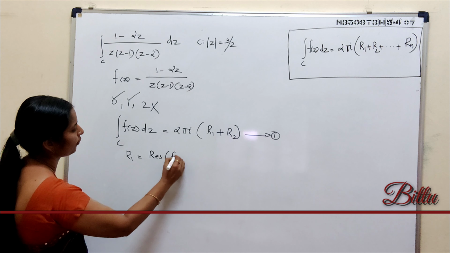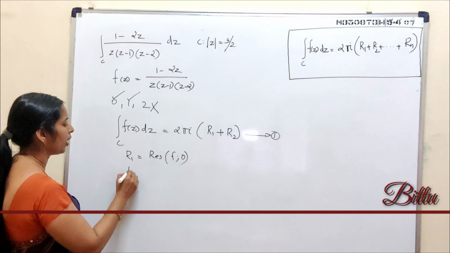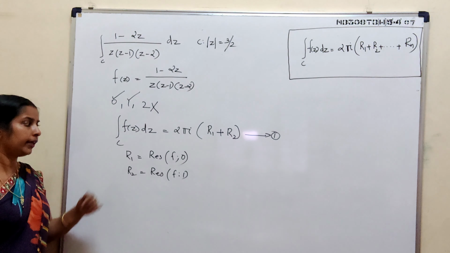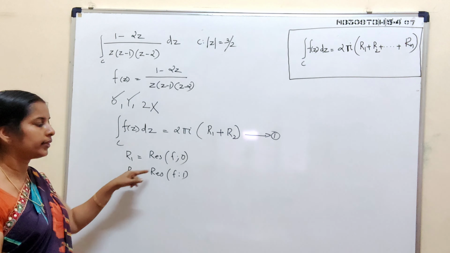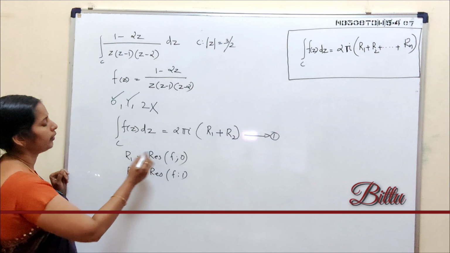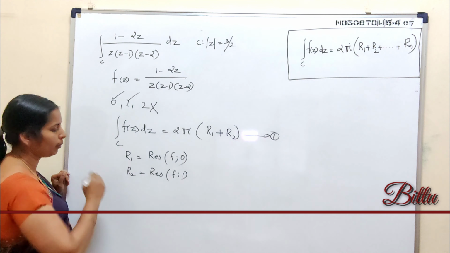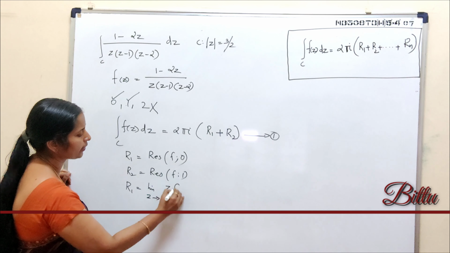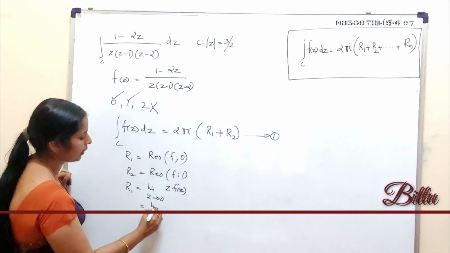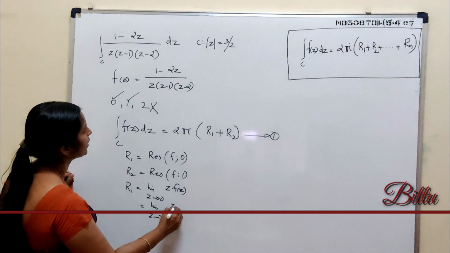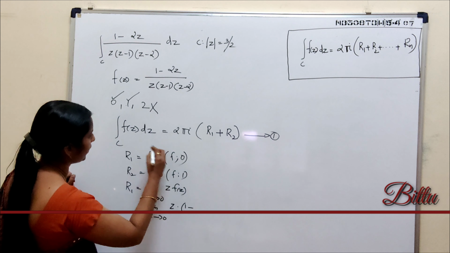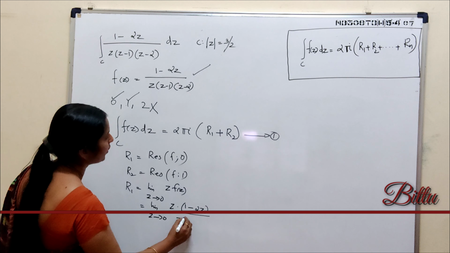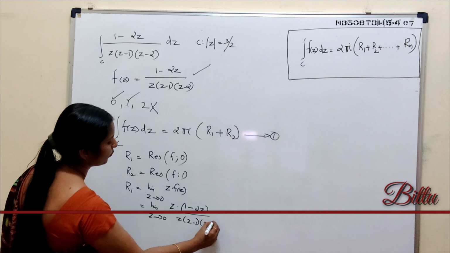Here, R1 is the residue of f at 0, and R2 is the residue of f at 1. You can also take R1 as the residue of f at 1 and R2 as the residue of f at 0. Here, both poles 0 and 1 are simple poles. So, R1 is limit z tends to 0 of z minus 0 into f z. That is limit z tends to 0 of z into, you replace f z, which is 1 minus 2z by z into z minus 1 into z minus 2.